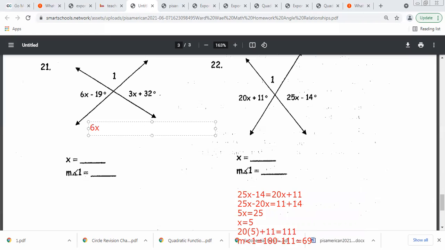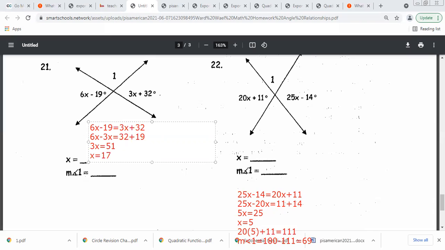Same way, this other pair, they are equal in measure. So 6x minus 19 equal 3x plus 32, and then 6x minus 3x equal 32 plus 19. Now we have 3x equal 32 plus 19, it will be 51. Now we will divide both sides by 3. Then the value of x will be equal 17.